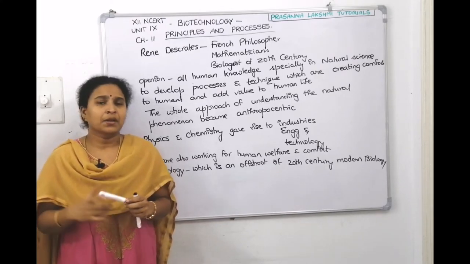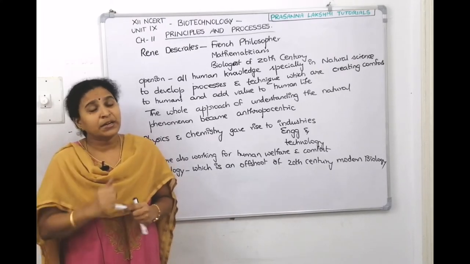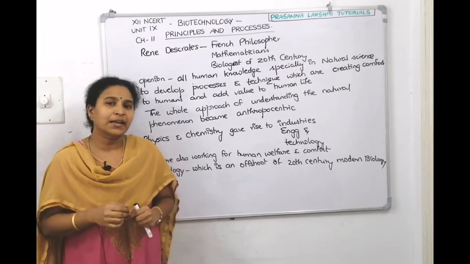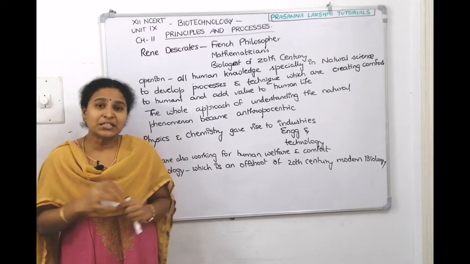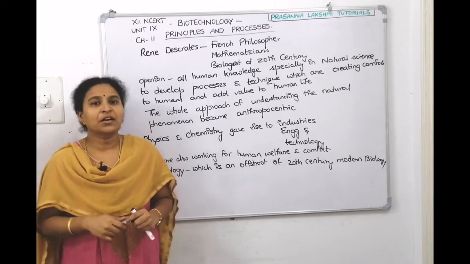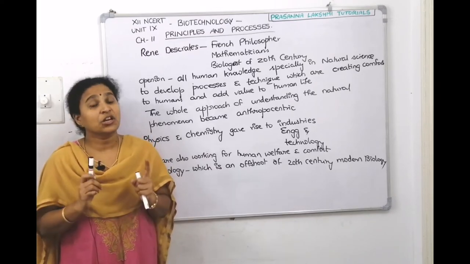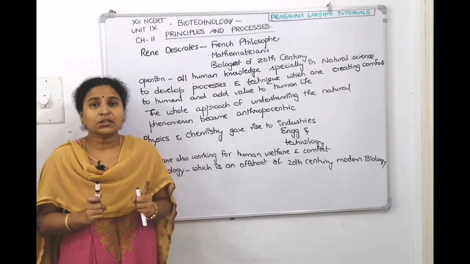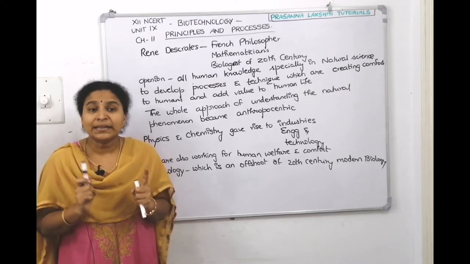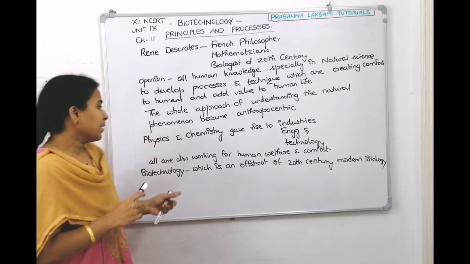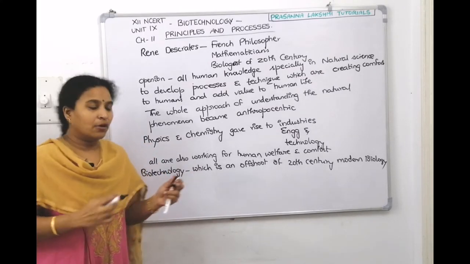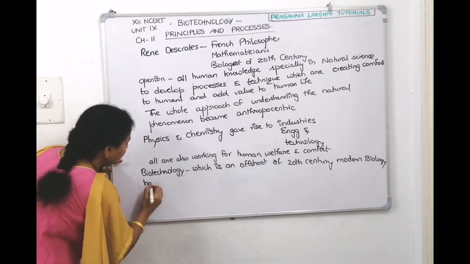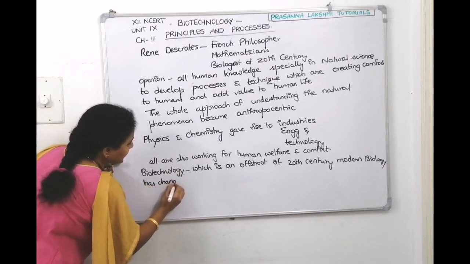Earlier we used to take traditional vaccines, attenuated vaccines, heat killed vaccines, but now we are taking rDNA vaccines, right? Recombinant vaccines. So they are much safer, they are much more immunopotent also. So biotechnology has changed our lives. The products of biotechnology have brought quantitative improvement in the health products. So we can say biotechnology, which is an offshoot of modern biology, has changed our lives.